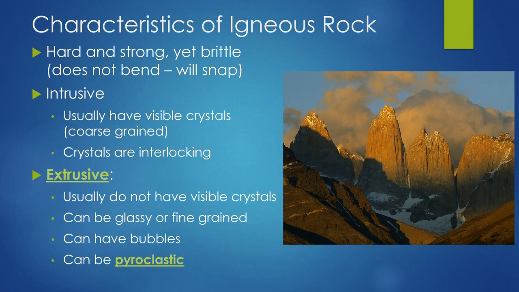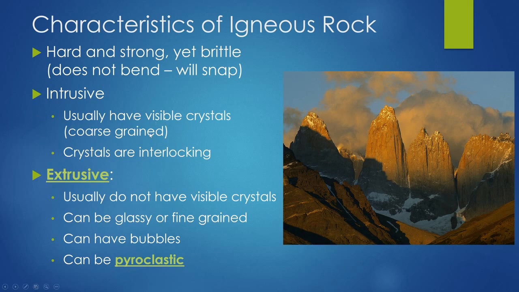Characteristics of igneous rock. They are hard and strong, yet they are brittle. Brittle means they won't bend. Righty, so granite, hard and strong, but if you try to bend it, it's just going to snap. It's going to take a lot of pressure to snap it, but that's what's going to happen, it just won't bend. Whereas if you've got a sedimentary rock, particularly if you're gentle with it, you can get it to bend over time with a little bit of heat.